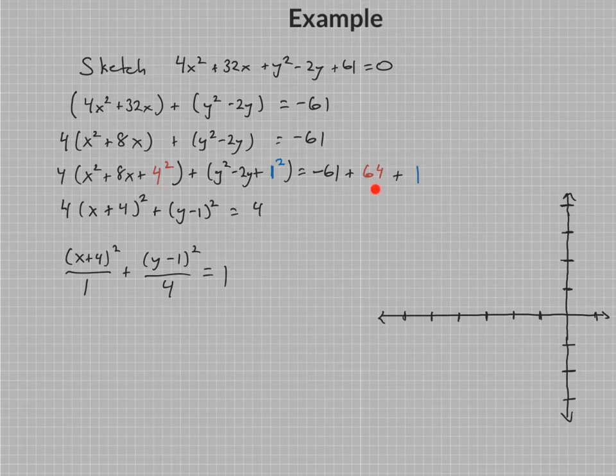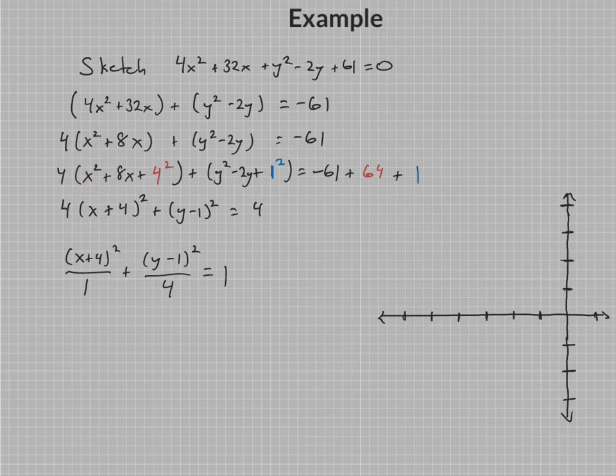So I need to add 64 over here as well. In this one, I put a 1 squared in, which is 1. So this 1 squared has actually added 1 to this side, so I still need to add 1 over here as well. That's why you see the negative 61 from up here, plus 64 because of the red, and plus 1 because of the blue. Negative 61, plus 64 plus 1, that's equal to 4.